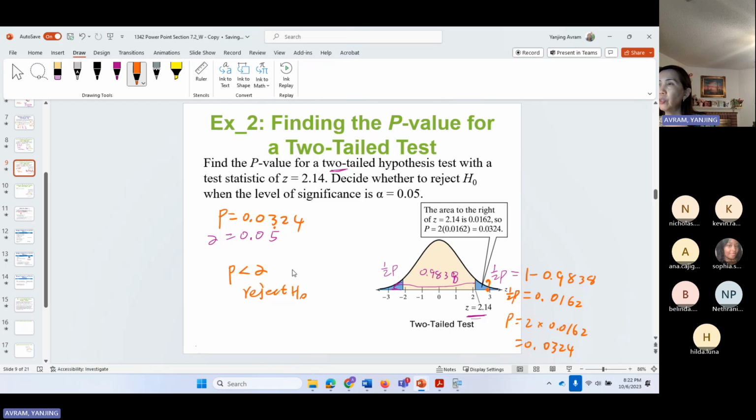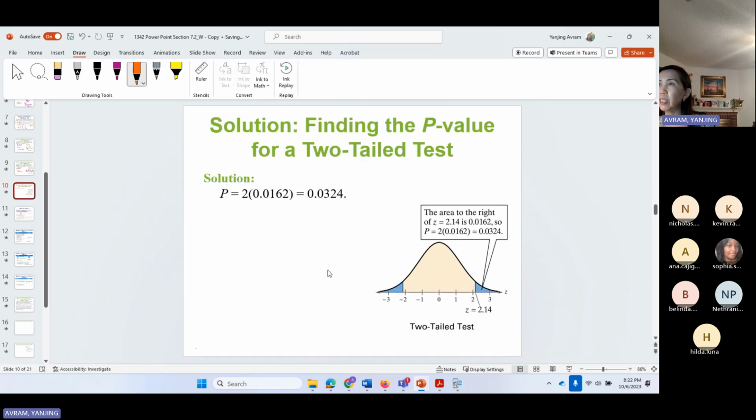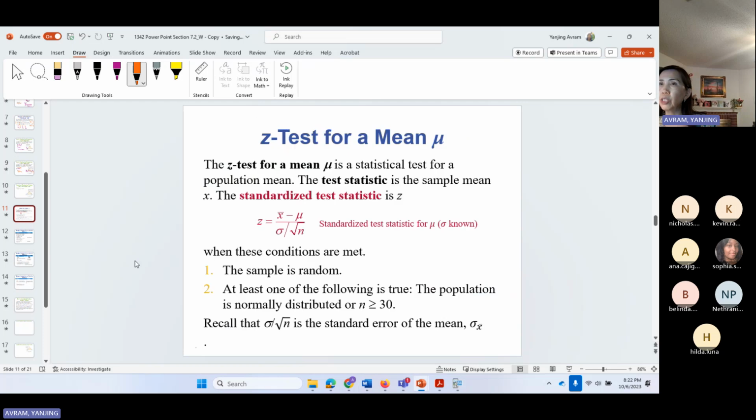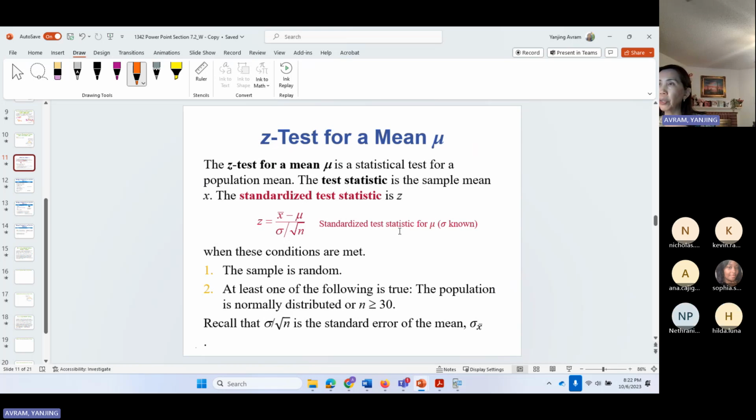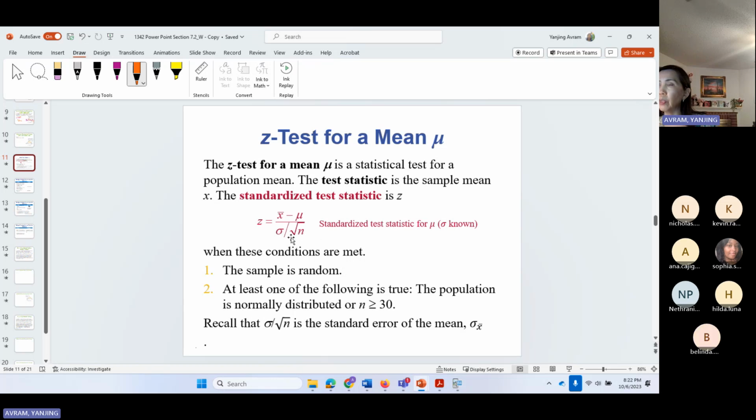All right, so that is giving you step by step how do you find this one. How do you find the p-value when z is given? Sometimes when z is not given, you will need to find the z-score on your own. Okay, that is the z-test formula: x bar minus mu over sigma divided by square root of n, when n is greater than 1, right? We need to use this one in here.